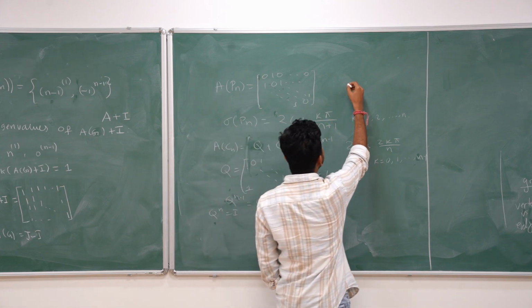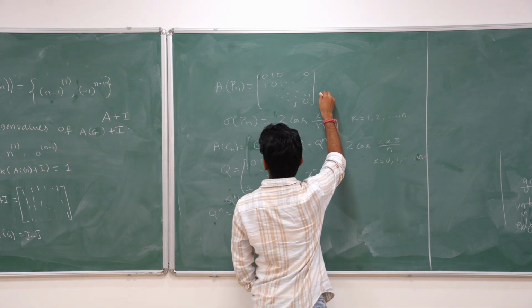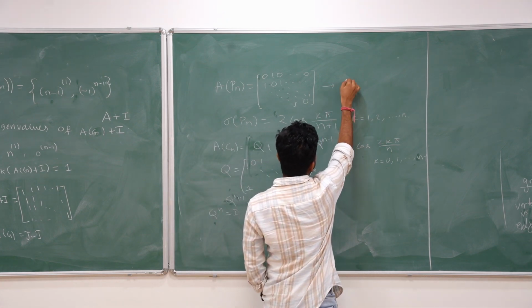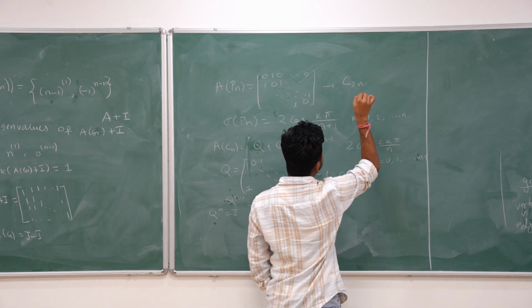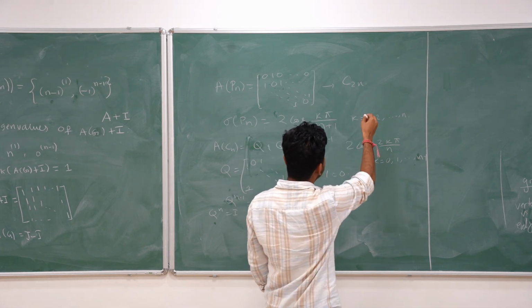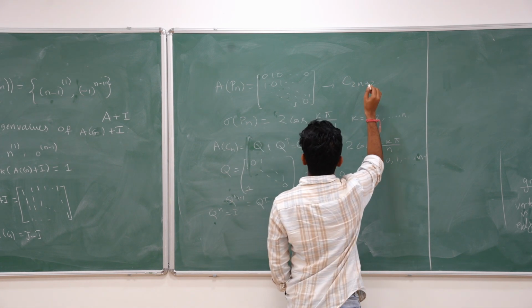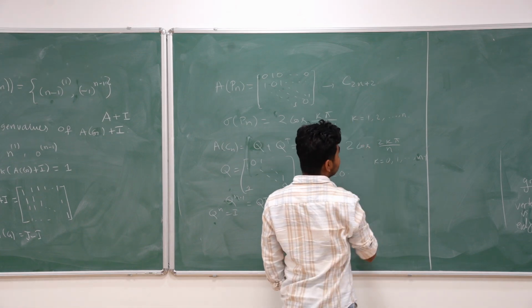After that, how this A of Pn will go to C of 2n plus 2. I'll write C of 2n plus 2.